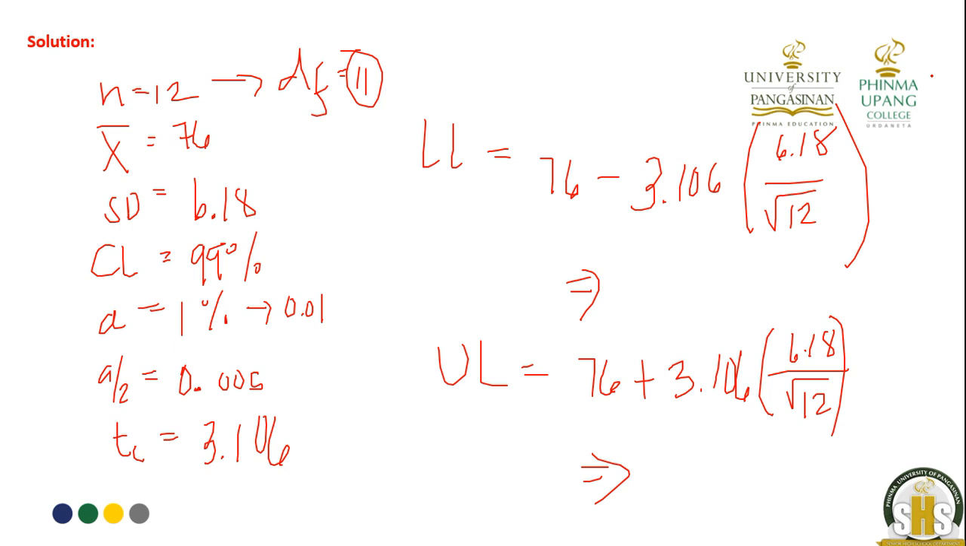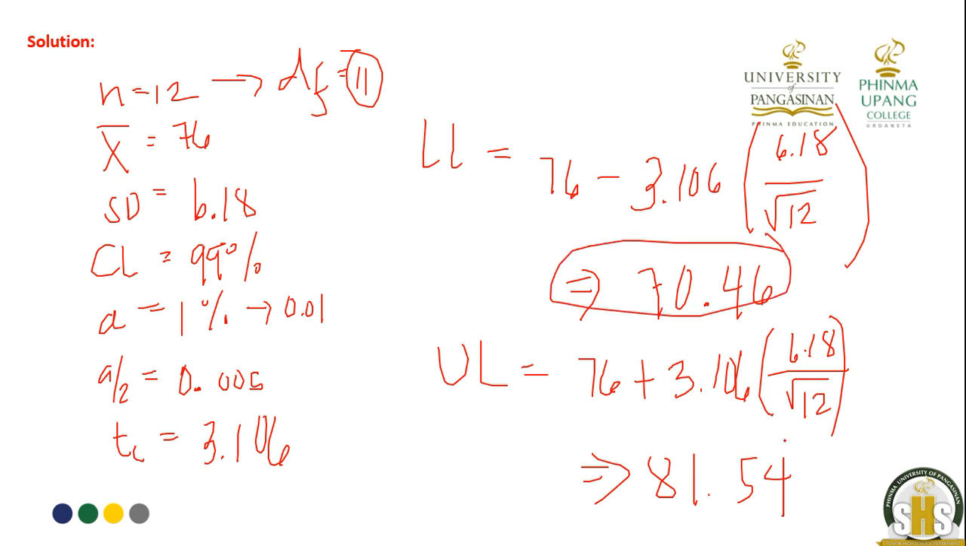Sir, na-compute ko po. Sa LL po, 70.46. How about UL? Change the sign lang. Change the sign of minus going plus para makuha agad yung sagot kung nag-direct kayo sa calculator. Answer po. 81.54.